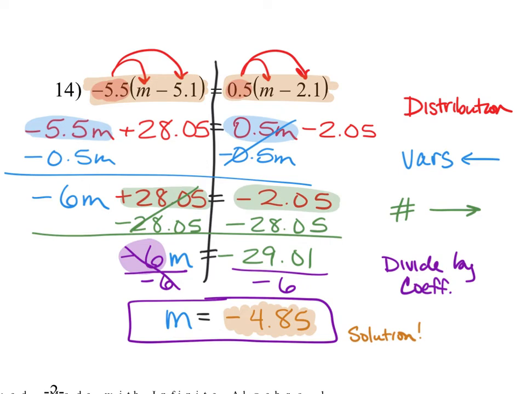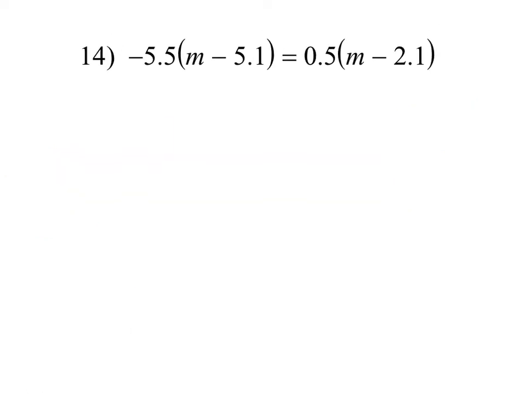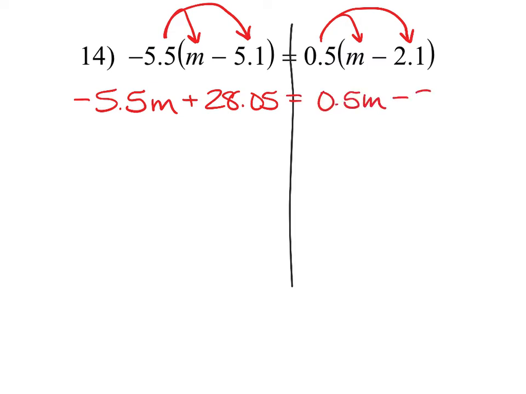Another way you could solve this equation is using the box method. Let's review that box method. So the box method actually starts the same way as the inverse operations method starts, which means after I draw my line, I'm going to distribute these numbers, which means I'm going to multiply just like I did before. So this first step doesn't change. We still get negative 5.5m plus 28.05 equal to 0.5m minus 2.05. Okay, still the same way that I did the first part.